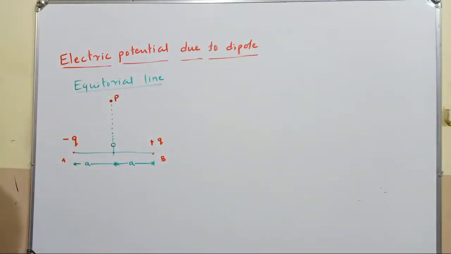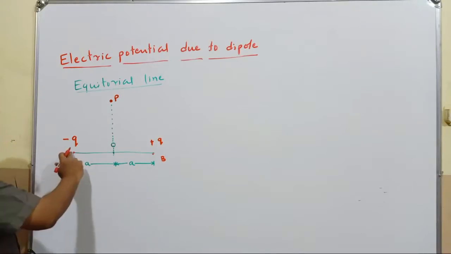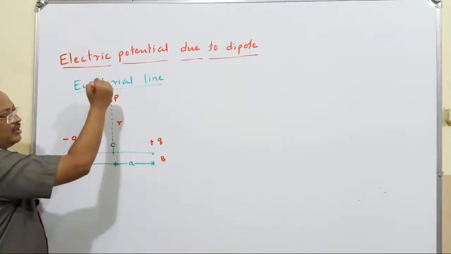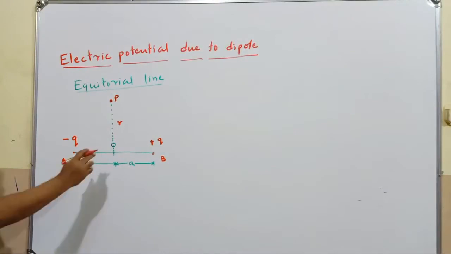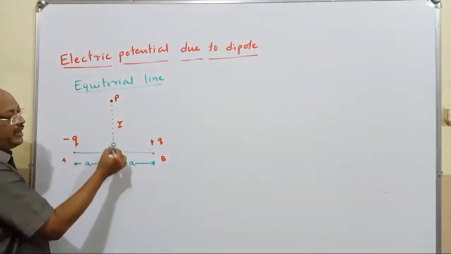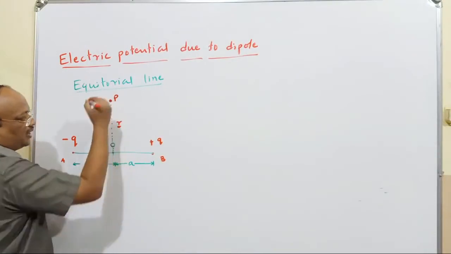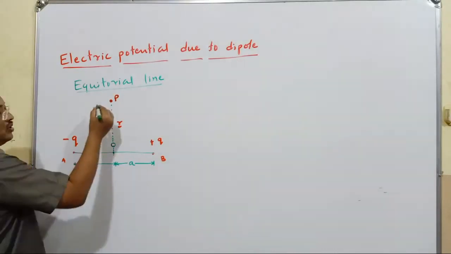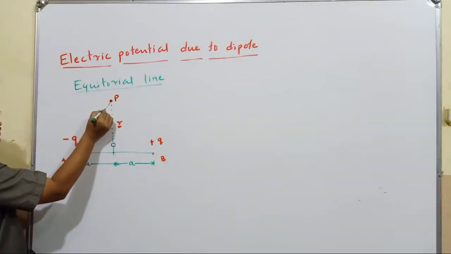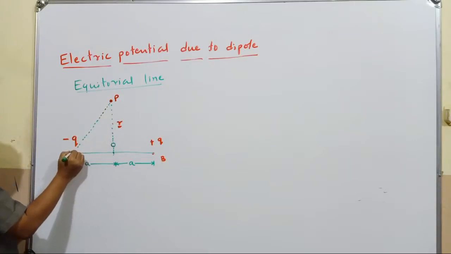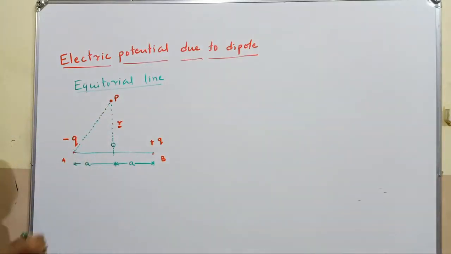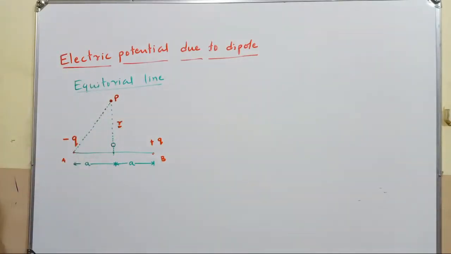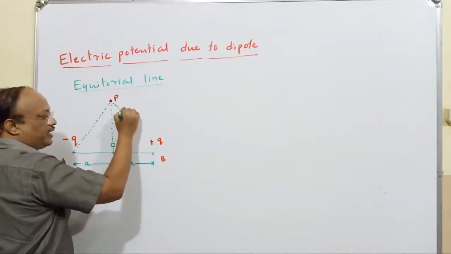I want to know the electric potential due to these two charges. So let us consider this point P is at a distance r from the center. Okay, so we will find out how far this minus q charge is from the point P, and how far this plus q charge is from P.